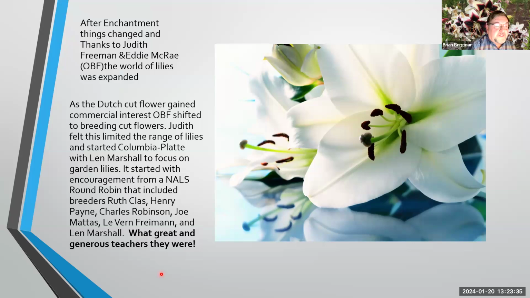After Enchantment, things changed. And thanks to Judith Freeman, thank you, Judith, and Eddie McRae at Oregon Bulb Farms, the world of lilies was expanded. As the Dutch cut flower gained commercial interest, Oregon Bulb Farms shifted to breeding cut flowers. Judith felt this limited the range of lilies and started Columbia Platt with Len Marshall to focus on garden lilies.